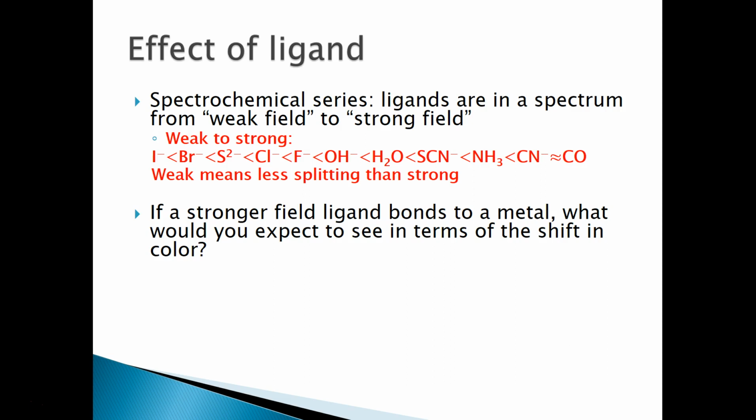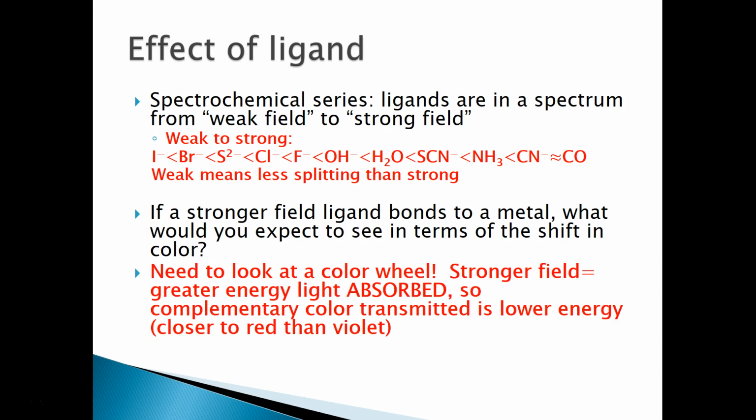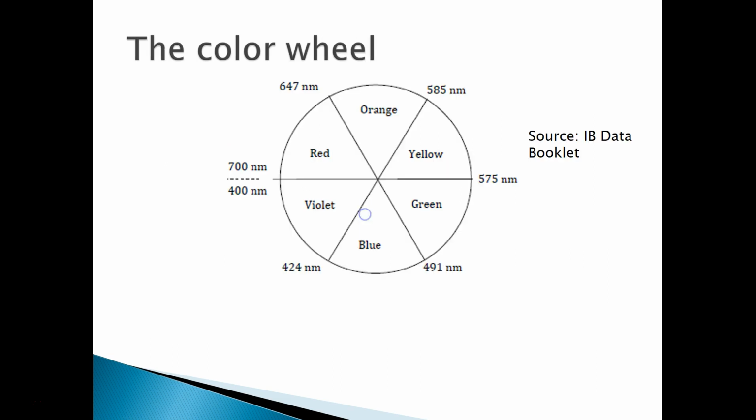So if a stronger field ligand bonds to a metal, what would you expect to see in terms of the shift in color? So pause the video and think about that for a second, and I'll give you the answer in a second. All right, so we have to look at the color wheel. A stronger field ligand will give you a greater amount of splitting, which means that a higher energy light will be absorbed. And since the complementary color is transmitted, that means that a lower energy light will be transmitted, right? So closer to red than violet.